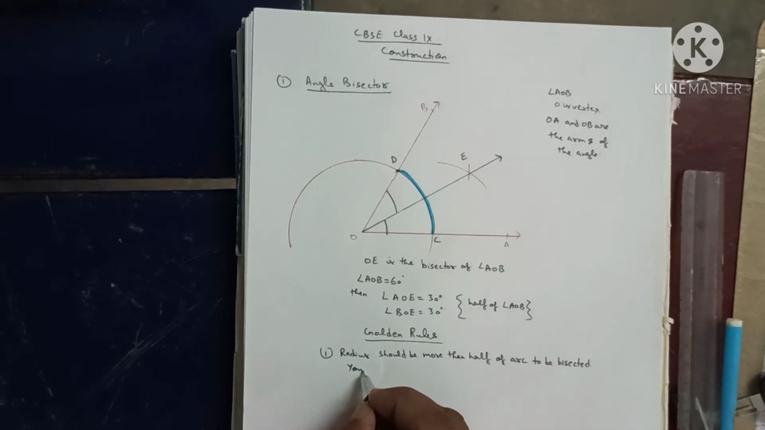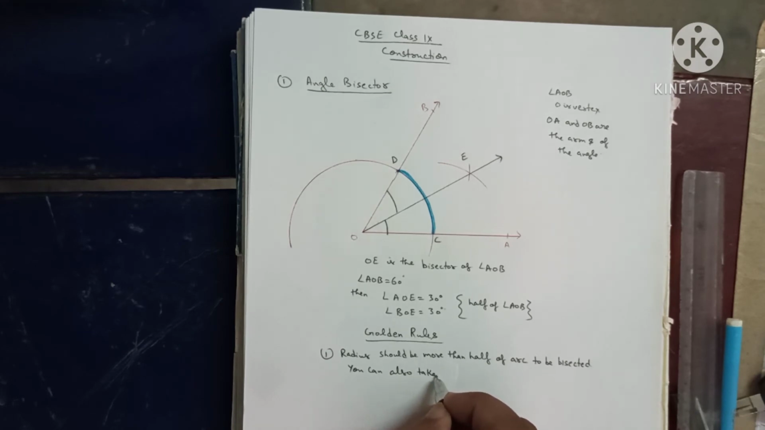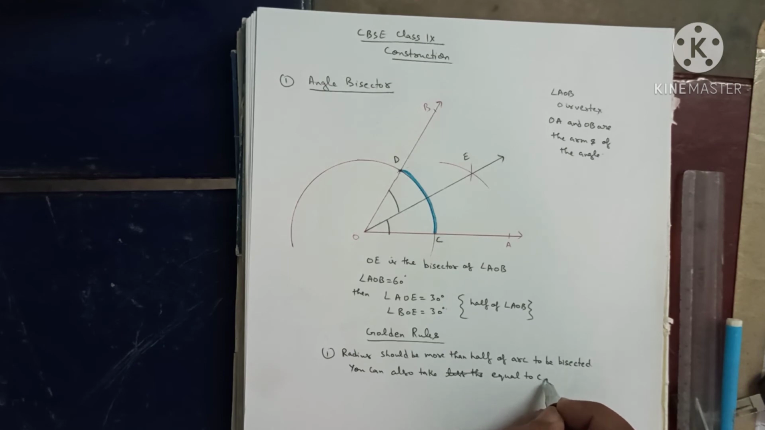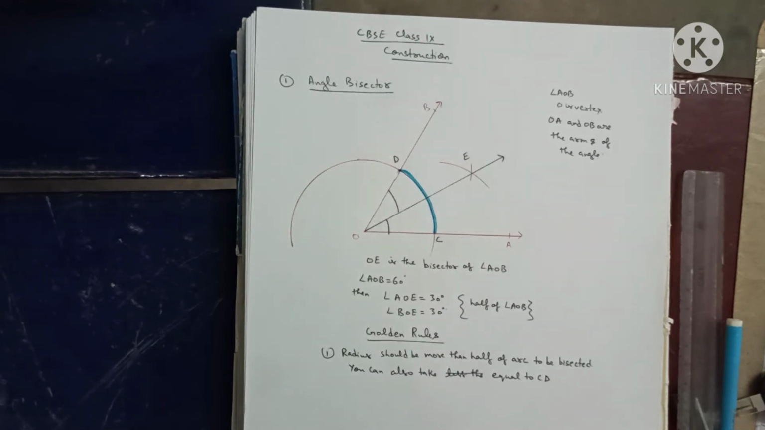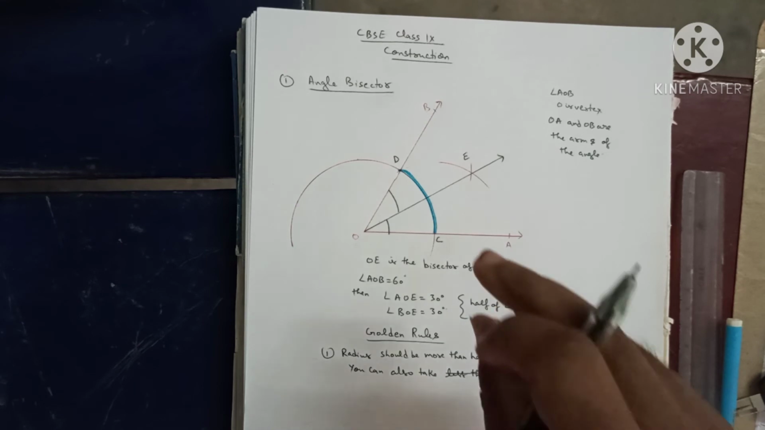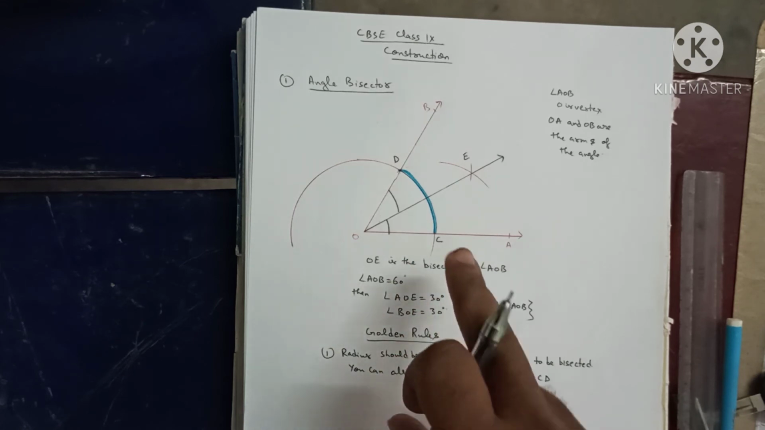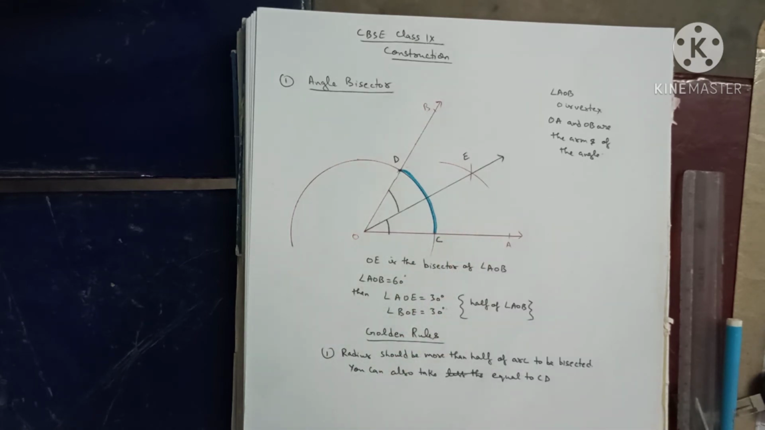You can also take a radius equal to CD, but it should not be less than half of CD. What if you take the radius less than half of CD? Then the two arcs will not intersect each other, and you will not get the bisector of the angle.